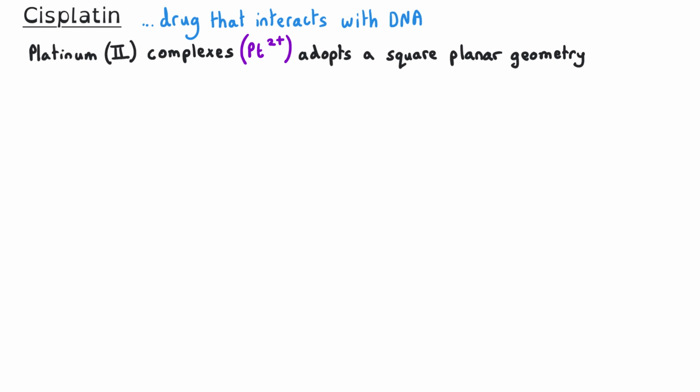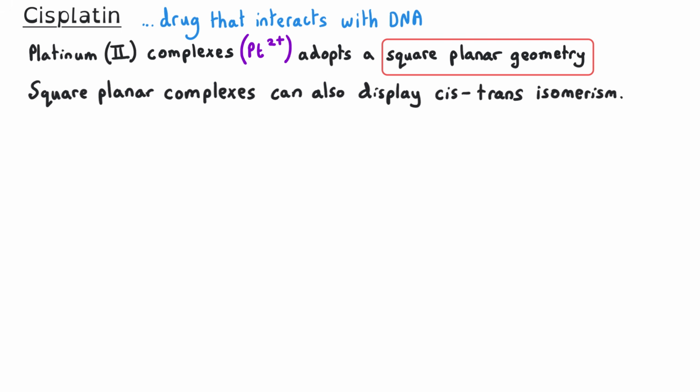Platinum 2 complexes adopt a square planar geometry rather than tetrahedral, since this is more stable due to the electron configuration of the platinum ion. And square planar complexes can also display cis-trans isomerism. The most common example of this is Cisplatin, which is an anti-cancer drug.